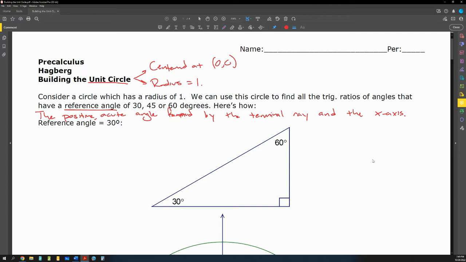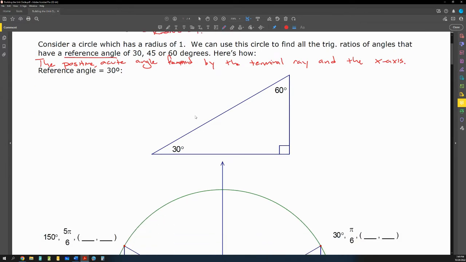It's positive. All reference angles will always be positive, no negative angles. It's acute, so it's got to be between 0 and 90. So if you have a reference angle of 135, you know that something might have gone wrong. It's formed by the terminal ray, so where the angle ends up, and then also the x-axis. This is one of the most common errors that I see students make. They'll form their reference angle with the y-axis. Be very careful, it's always formed with the x-axis by definition.